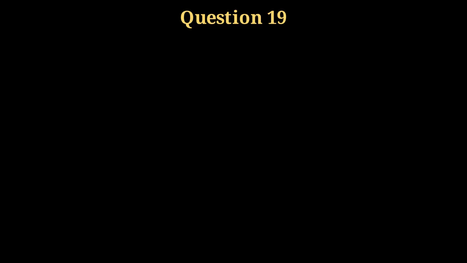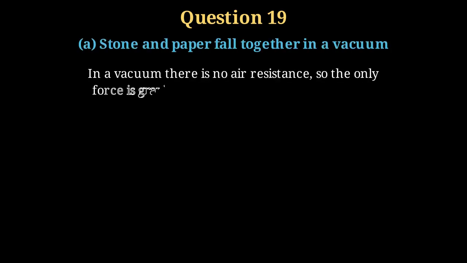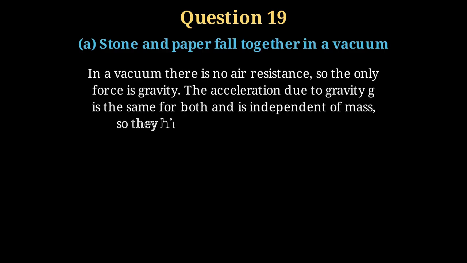Question 19, our last question, has 3 parts. Part A. A stone and a piece of paper are dropped together in a vacuum and land at the same time. In a vacuum, there is no air resistance, so the only force is gravity. The acceleration due to gravity is the same for both and does not depend on mass, so they fall together.